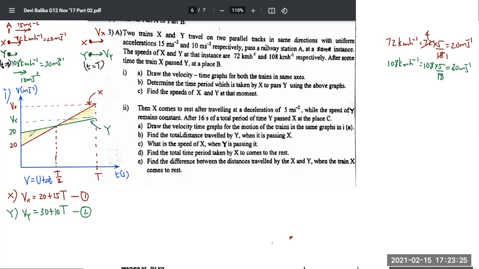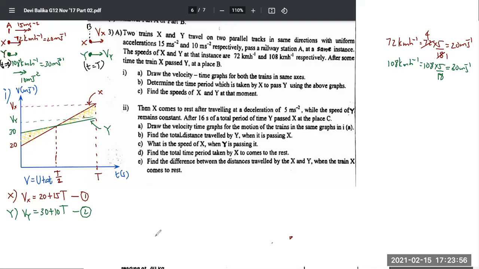You can equate this area and this area. You can do the question that way, no problem with that. Normally, that's the easiest way. But if that doesn't click at the exams, then the easiest way is equating the displacements of x and y. Because when they meet again, both their displacements must be the same. When time is equal to 0, they were at A. When time is equal to capital T, they are at B. Therefore, they have both traveled the same distance.